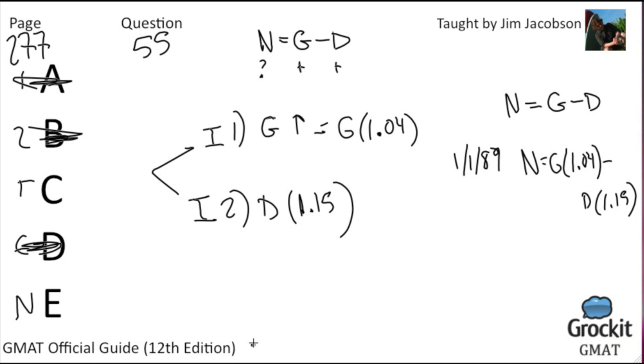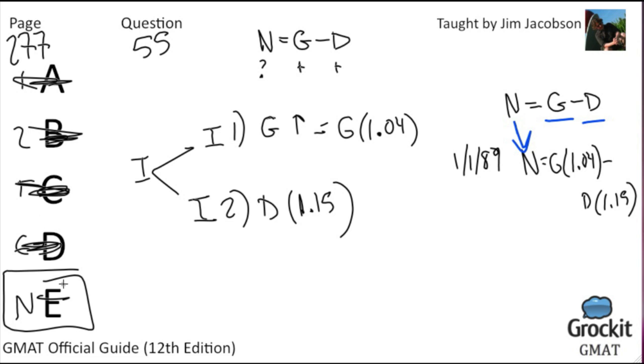And what we're being asked is, by what percent did the net income change? You will note, though, that we don't actually have any numbers at all for G or D. So knowing that we multiply them by 1.04 and 1.15 respectively does nothing for us. So we can't figure out the change in the net income from pre-1989 to the beginning of 1989. So even the two statements in conjunction are still insufficient for our purposes. We can cross off together and circle E for neither one being sufficient on its own nor in conjunction.